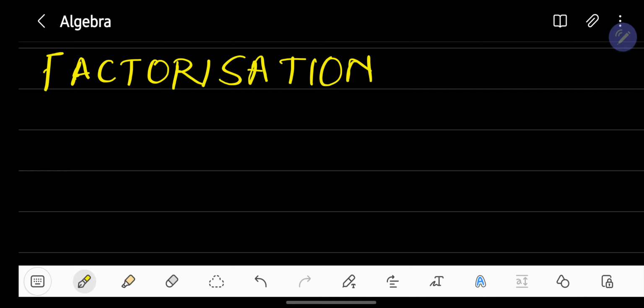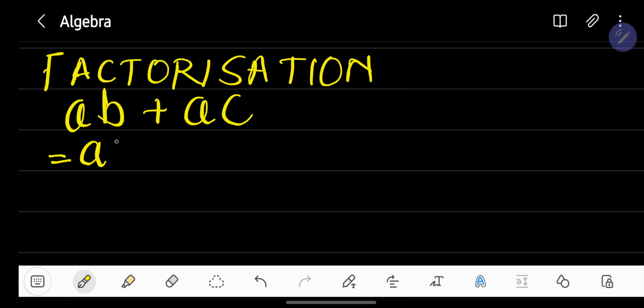Let's take an example. So if ever we have AB plus AC, and we are being asked to factorize this, we are going to take out a common factor. So what is common between these two terms, AB and AC? You will notice that A is common to both of them, so we take it out as a common factor, right?